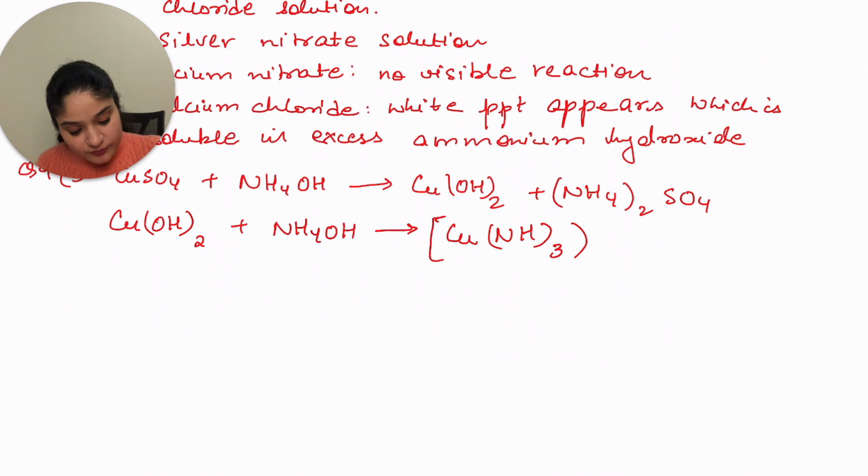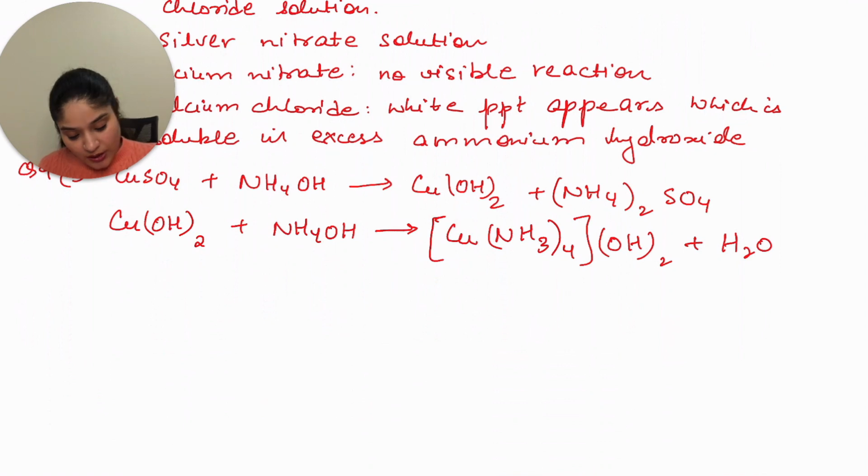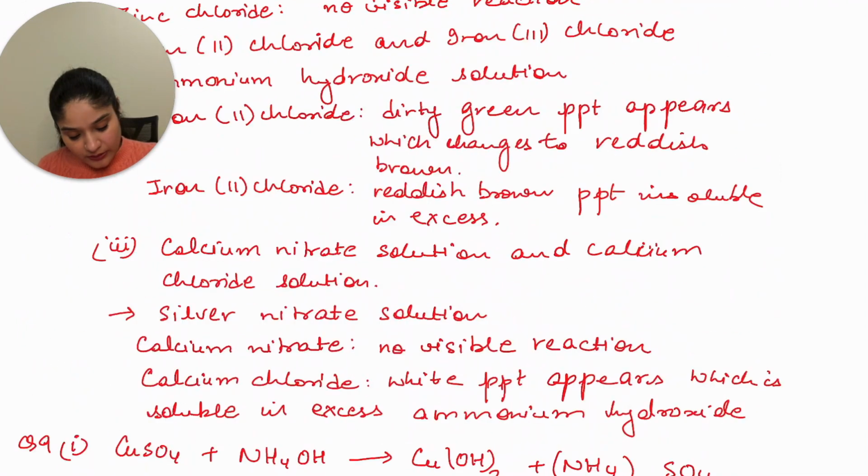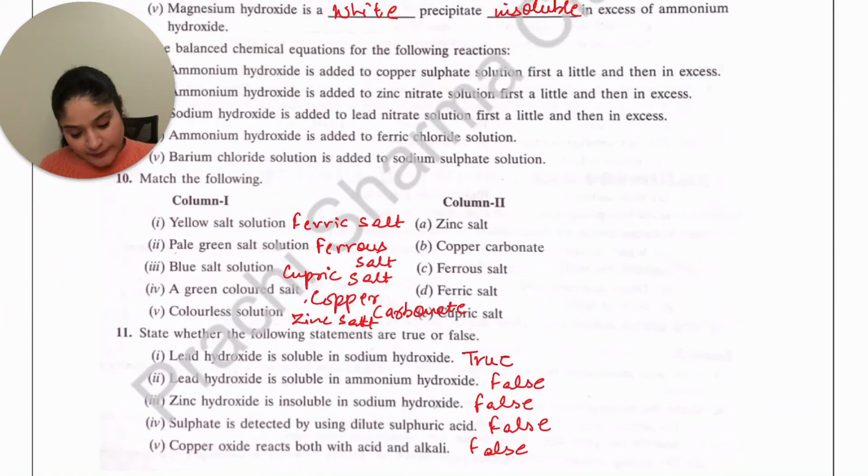Let me just put it like this: Zn(NH3)4(OH)2 plus water. And then the second question says ammonium hydroxide is added to zinc nitrate solution, then the same thing, a little and then in excess.